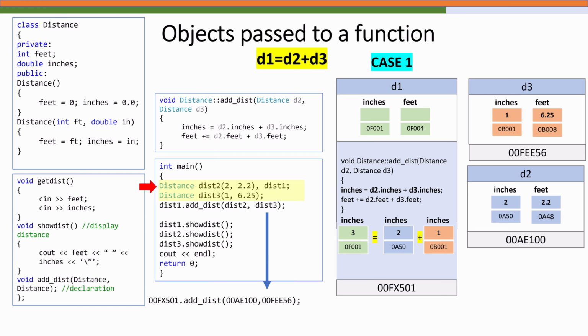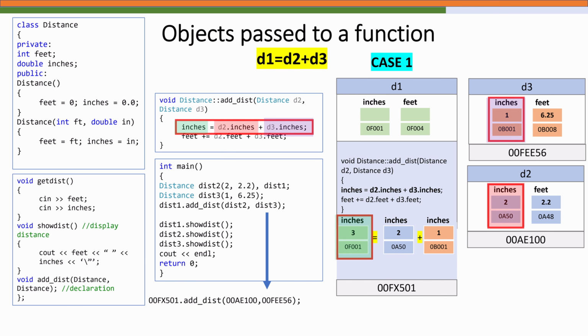Now notice how the call looks. That is dist1.add_dist, and you are passing dist2 and dist3 as arguments. So this will use dist1 as the receiver object, and it will pass dist2 and dist3 as arguments to the member function. Inside the function we take the feet and inches of d2 and d3, add them, and assign the result to the calling object, that is dist1. Here you can see that dist1 was updated. It received the sum of both the other objects.